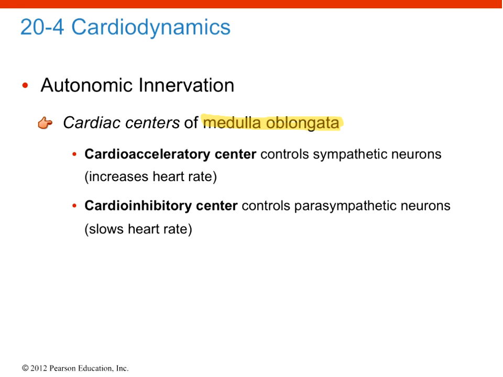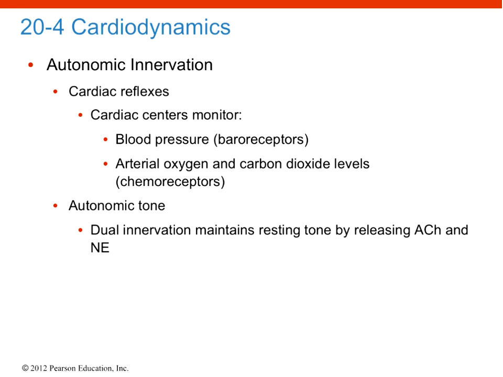Cardioinhibitory centers, on the other hand, are going to control the parasympathetic division of this process, and this is going to in turn slow your heart rate. When we look at cardiac reflexes, we have cardiac centers that measure blood pressure, which are your baroreceptors, and you have chemoreceptors that can also measure your oxygen and carbon dioxide levels. If either of those are high or low or not quite where they should be, that can send a message back to your medulla oblongata to strike the cardioacceleratory centers to send more frequent stimuli to the SA node to quicken the heart rate.